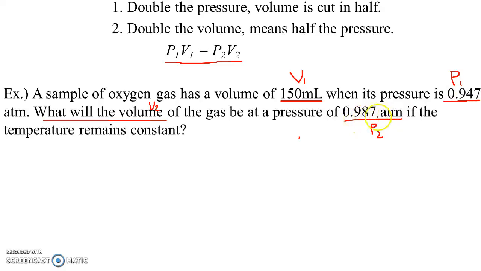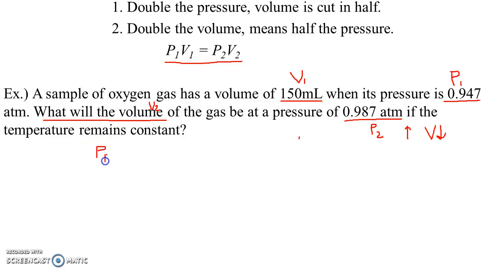Okay. So let's think about this before we calculate. If this pressure is going up, we said that pressure and volume are inversely related. So if the pressure goes up, that means that volume is going to be going down. Okay, so our number that we get for V2 should be smaller than 150.